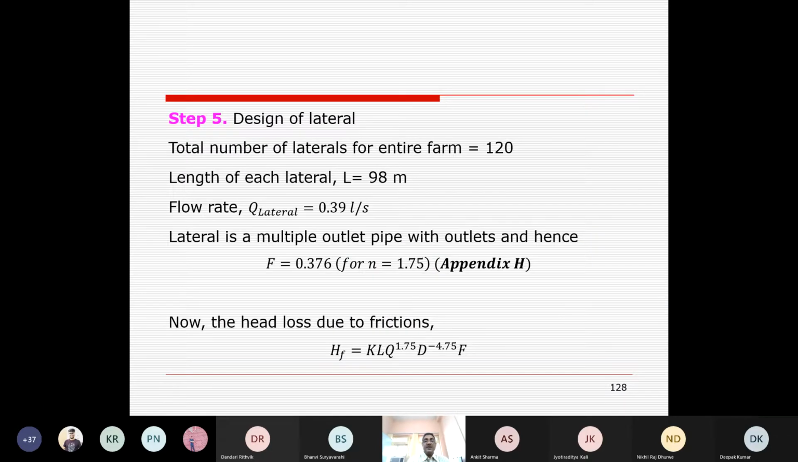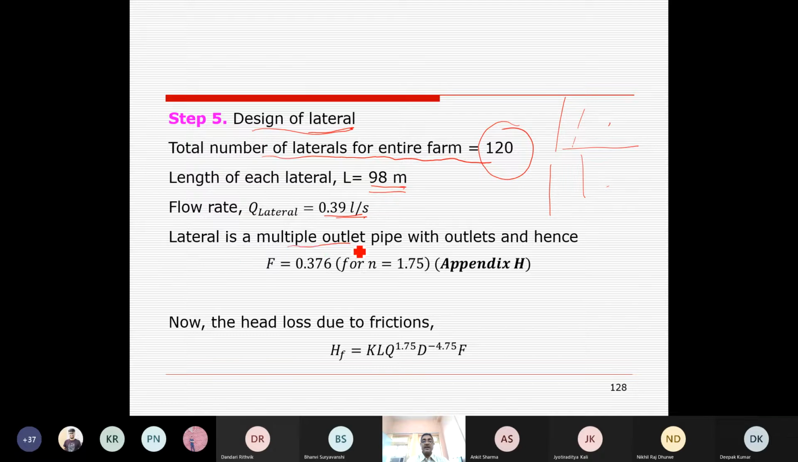Okay, now it is the design of lateral. Each lateral is 98 meters. The number of laterals for the entire farm: there are 10 this side, 10 this side, and there are 6 portions, so 60 one side and 60 another side, there will be 120 laterals. Each lateral size is 98 meter. Flow rate is 0.39 liter per second, which we calculated earlier.